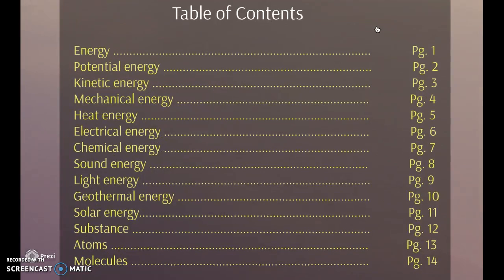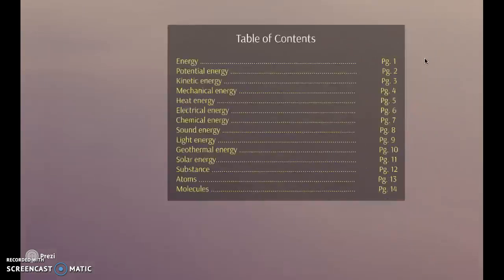So as you can see here, here's the table of contents. So class, if we're looking for the word energy, which page would that go on? Then you could point to the screen, energy, take your finger and go all the way across the screen, and then they're going to say page 1.